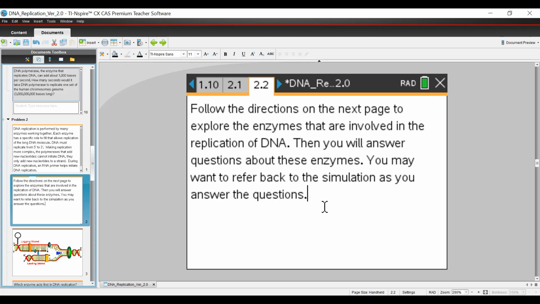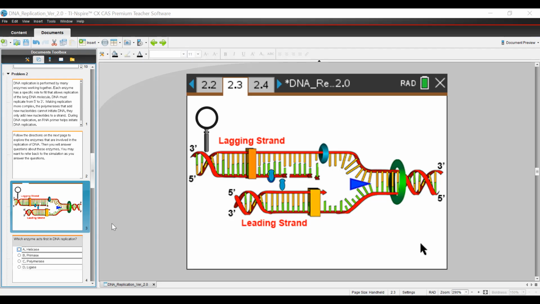There's another really cool simulation I'm going to go over with you in just a second. So this is just the directions page for that. Okay, page 2.3. This is the simulation, and this simulation is meant to give you a visual. It's not a simulation in that it's giving you an animation. This is just a sort of a model to show you the parts and pieces. But let's take a look.